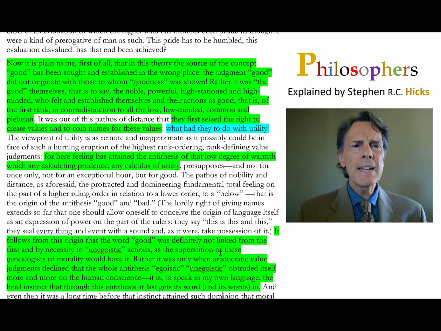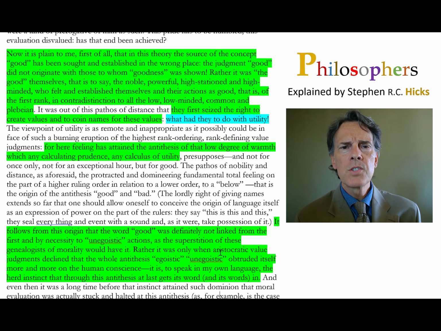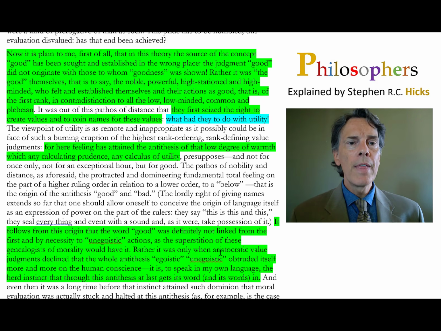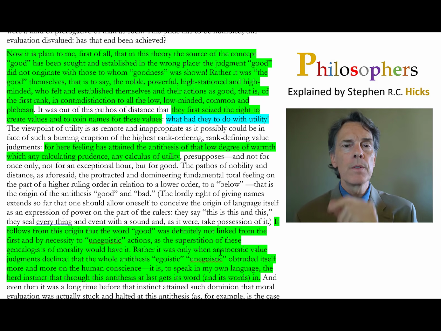Now, it is plain to me, first of all, that in this theory, the source of the concept of good has been sought and established in the wrong place. The judgment good did not originate with those to whom goodness was shown. Rather, it was the good themselves. That is to say, the noble, powerful, high-stationed, high-minded who felt and established themselves and their actions as good. That is of the first rank. Now I'm going to pause right there for a moment.